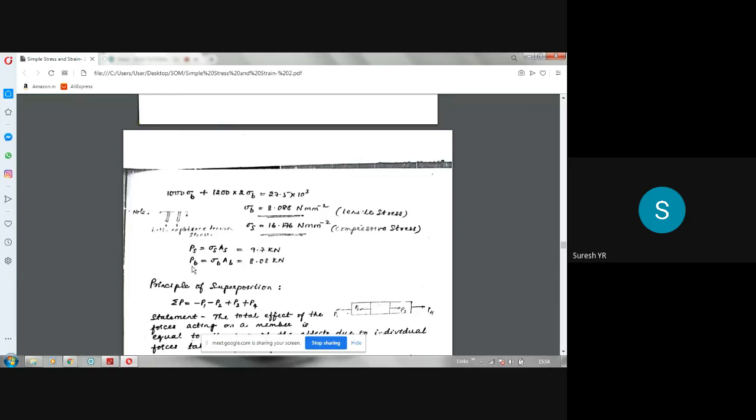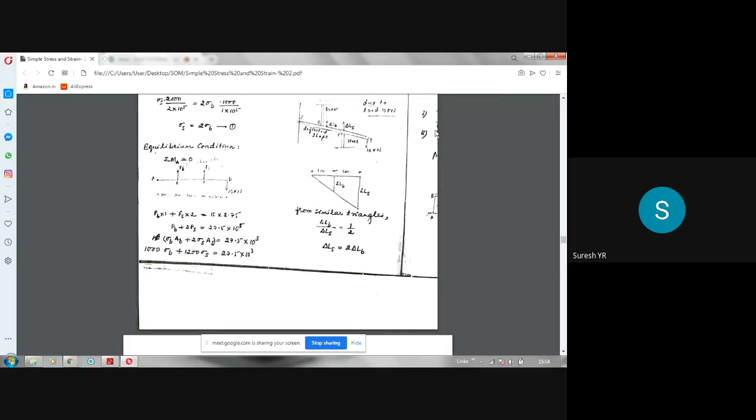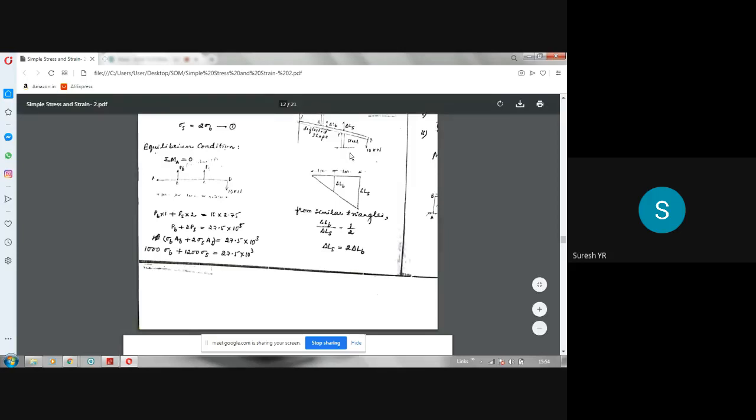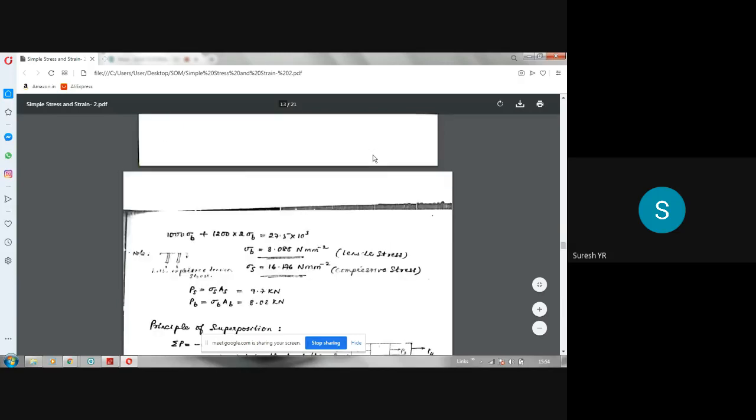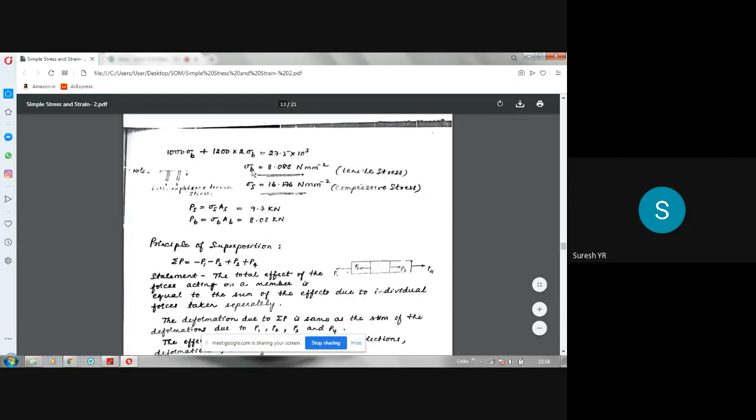So now if you want to check, PS you have got 9.7, PB you have got 8.08. You can substitute here in the expression and check it. Anyway, that is not required. So you can write force in steel bar as tensile force. You can write in brackets tensile force. Sorry, force in steel bar is compressive force. This 9.7 is compressive force, whereas 8.08 kilonewton is tensile force.